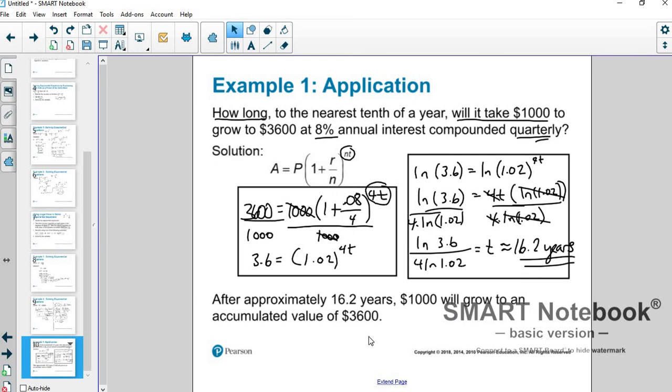All right, so that's an example of where you can use this. We just want you to understand the basics of how to solve these two types of exponential equations.